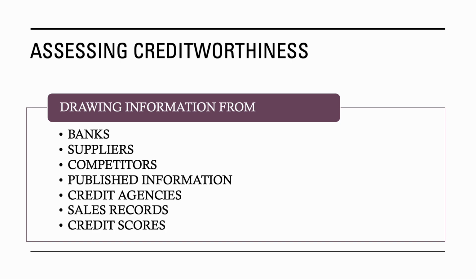Now, for assessing the credit worthiness of the customer, we definitely need information. And where do we draw this information from? There are reliable sources, and all these sources have their own pros and cons. To start with, the first key source of information to assess a customer's credit worthiness is their bank statement. Now, for obtaining a bank statement on the customer, I need the permission of the customer.